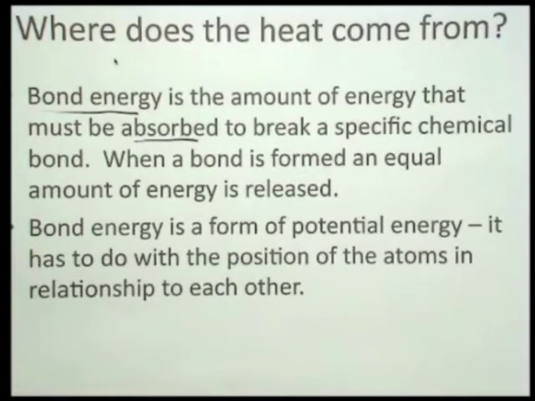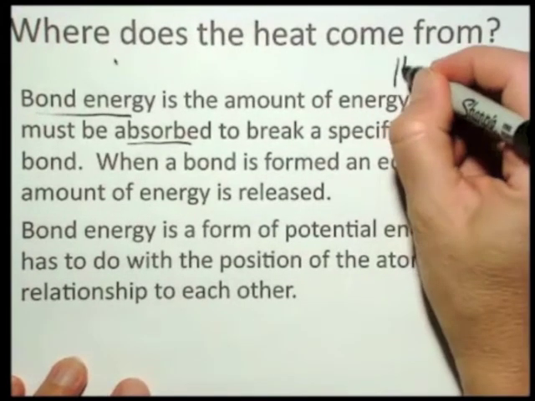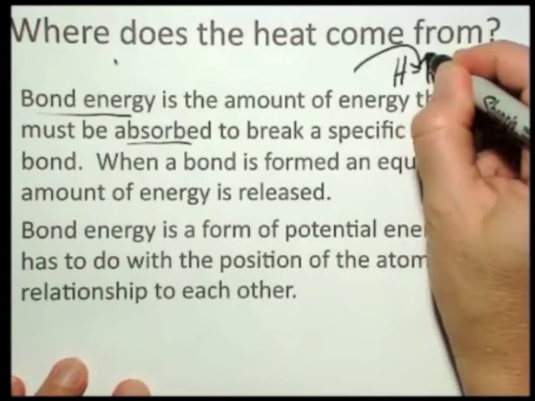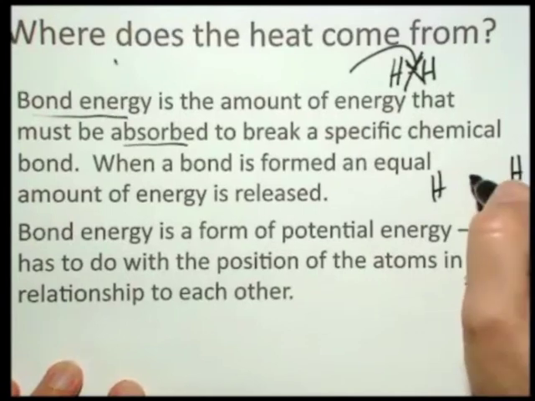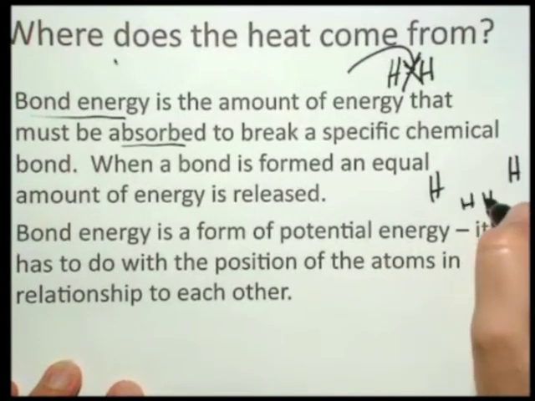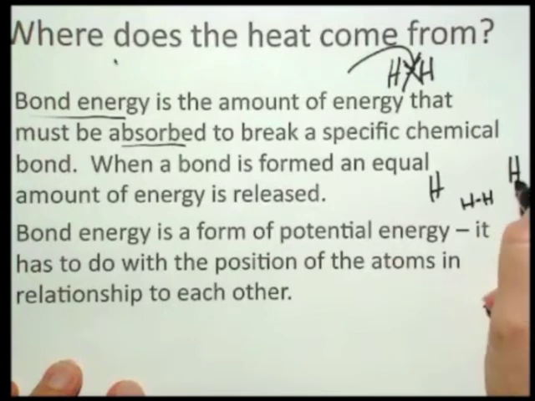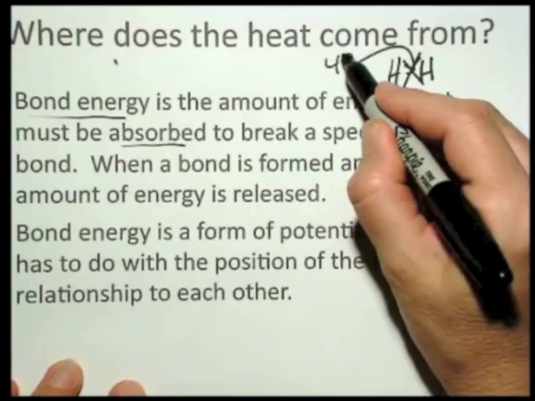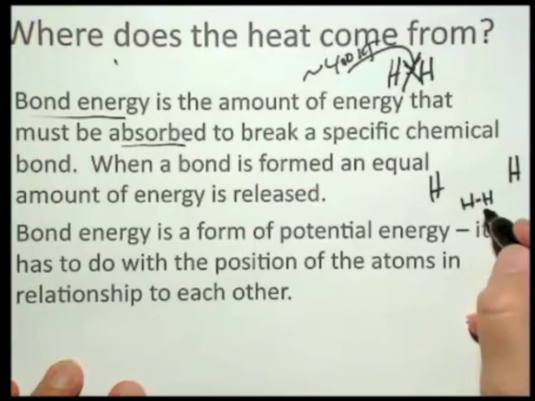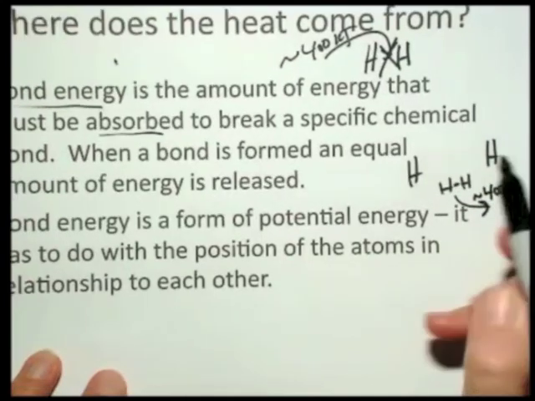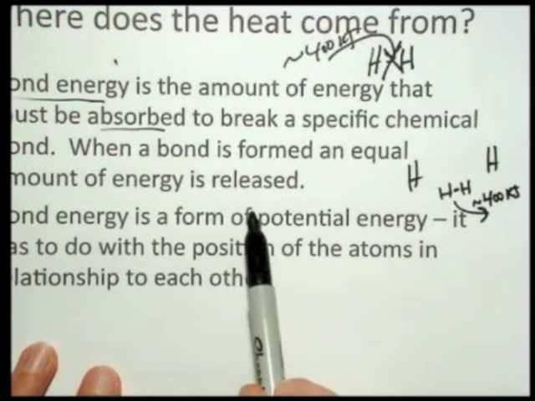Let's say it takes 400 and some kilojoules to break an H-H bond, a hydrogen-hydrogen bond, so it takes around 400 kilojoules to break it. When those two atoms come together from some distance apart and come closer and closer and closer and form a bond, then energy is released. It would be the same amount of energy, about 400 kilojoules. So you'd have to put roughly 400 kilojoules in to break a mole of those bonds, and when you form those bonds, about 400 kilojoules of energy is released. That's what they mean by an equal amount of energy is released.